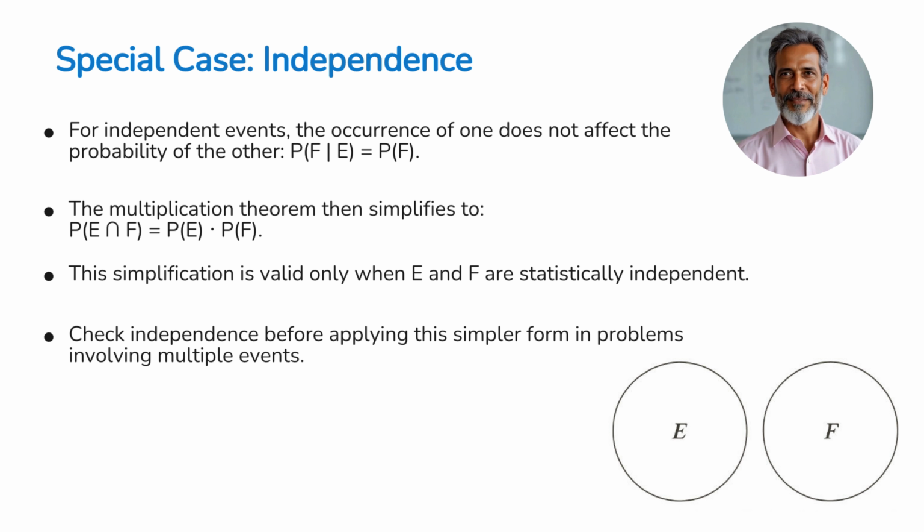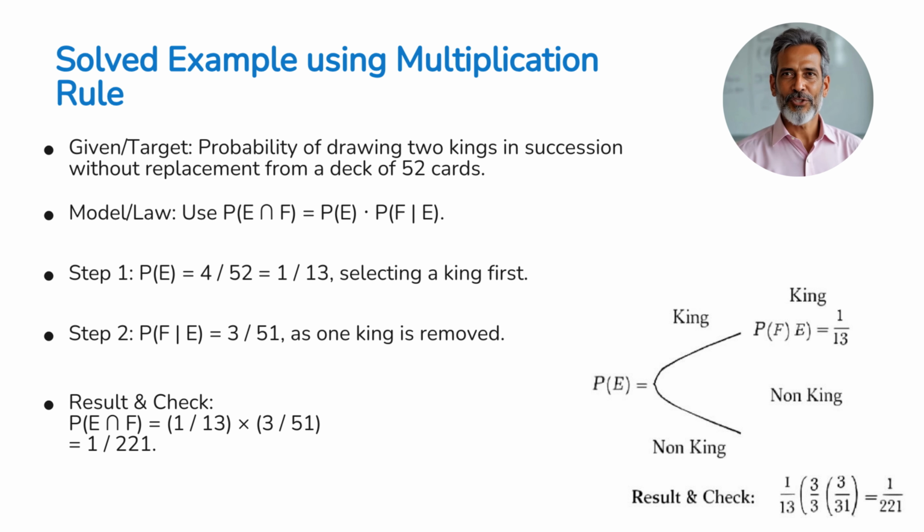Keep in mind, this simplification holds only if E and F truly are independent, meaning no influence between them. Before applying this shortcut to a problem, always verify independence carefully. For instance, tossing two separate coins fits this rule. The result of the first toss does not change the probability of the second. Picture this with a Venn diagram showing separate, non-overlapping events to highlight independence. Very simple and neat.